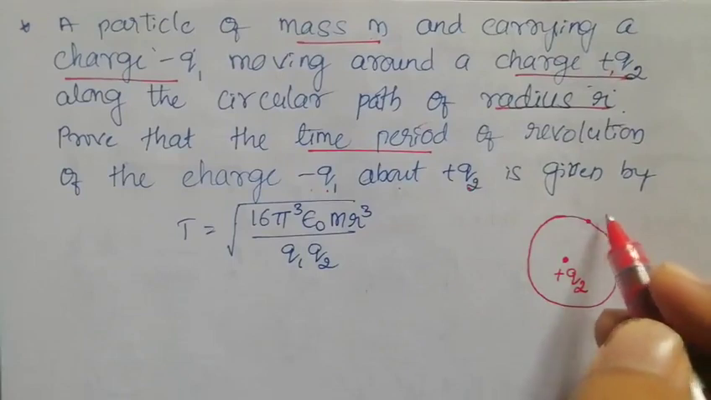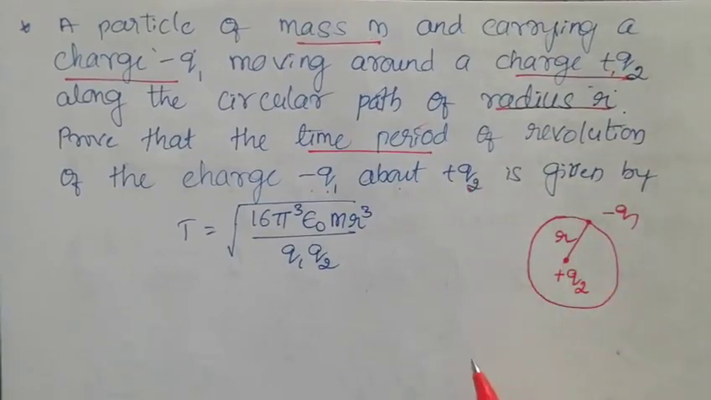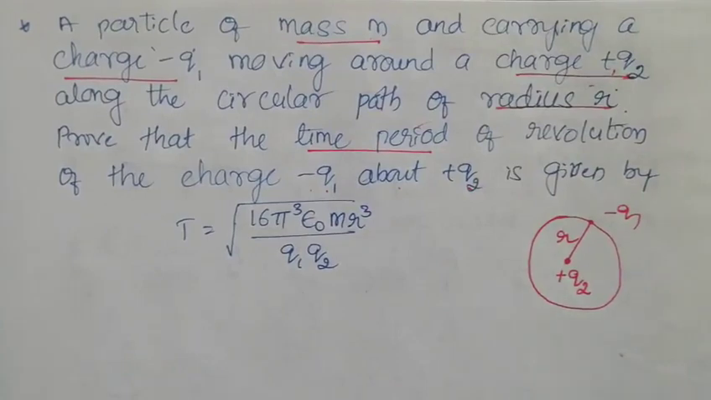Let me take somewhere here as minus q1. Its radius is how much now? Radius is r. Here, one thing you need to imagine. Since the particle is moving in a circular path, what type of forces will be acting?